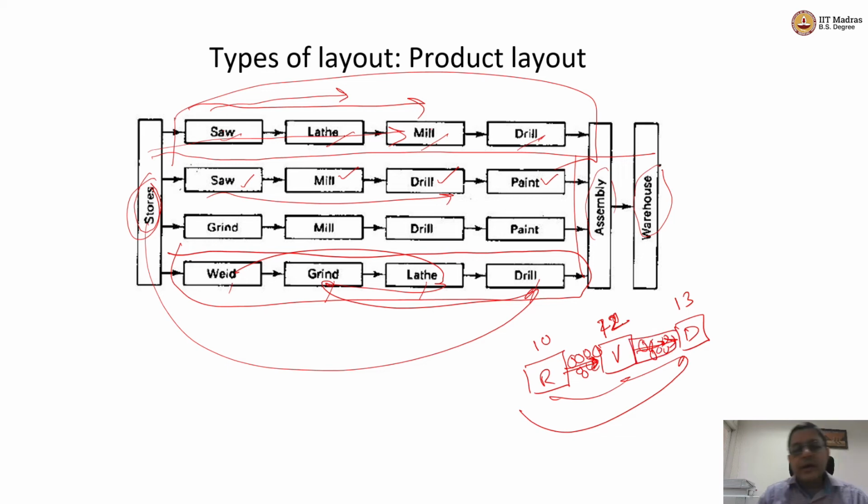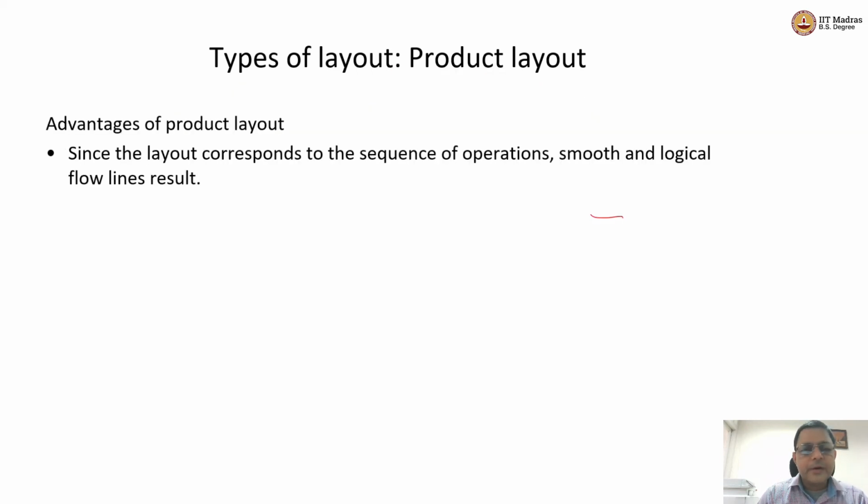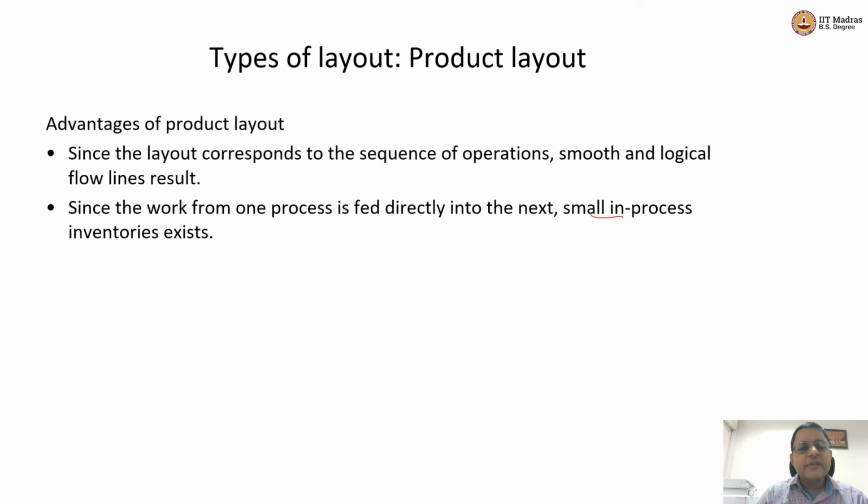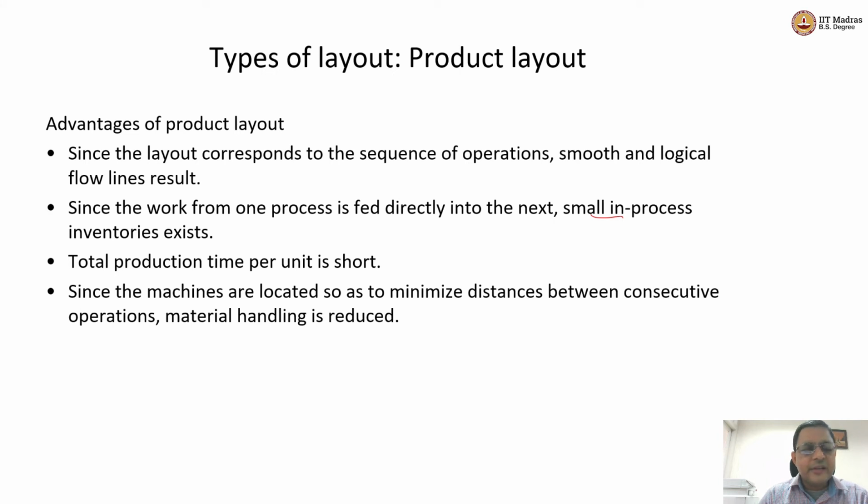So, if you really want to talk technical, we can say that you won't see too many queues forming in front of these stations. But for that to happen, the product layout has to be optimized, right? In a typical optimized product layout, generally the work in process inventory is much lesser. Total production time is shorter precisely because the waiting time is lesser. And since the machines are located such that the output of one machine goes into the second machine, usually the distances traveled by the workpiece is much lesser, and therefore the material handling is reduced.